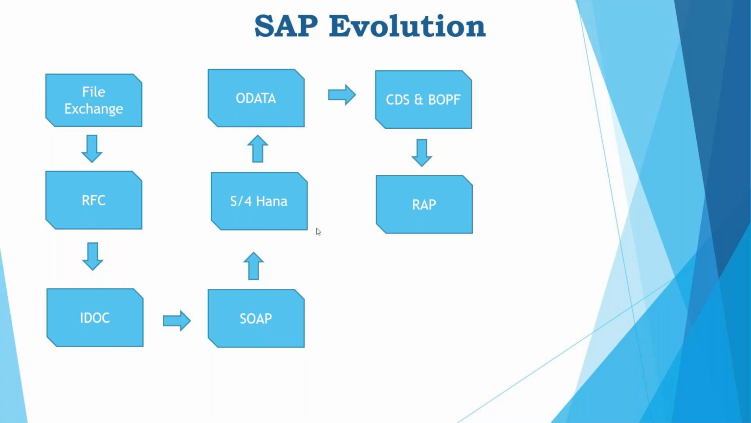ABAP CDS views have become very popular because whatever code you write in an SE38 program with select queries runs on the application server, not on the database layer. But with ABAP CDS views, the processing logic happens on the database, so the performance will be good. That is why S4 HANA ABAP CDS is called the code pushdown approach. Also, you can put as many simple calculations as possible in the ABAP CDS views instead of the application server, so the performance will be very good.